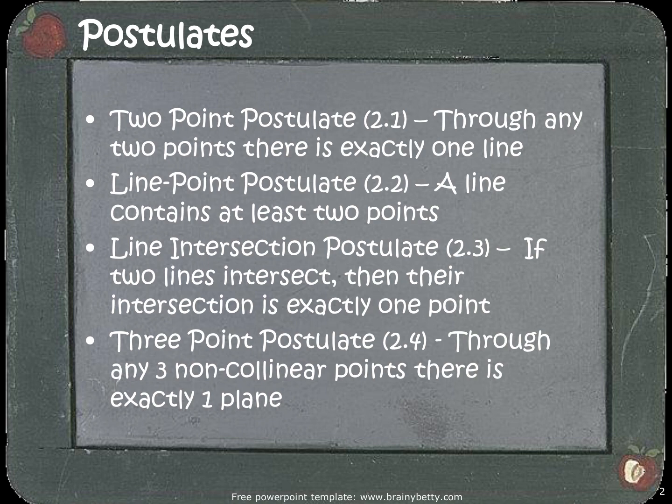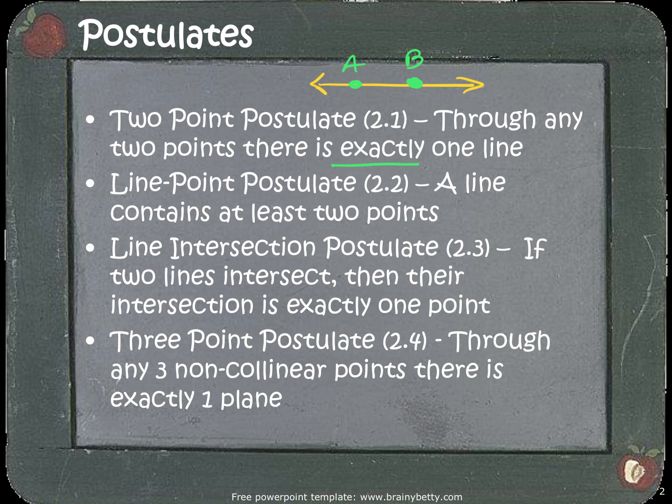So the first one is called the 2-point postulate, and this just states that through any 2 points, there is exactly one line. And this is what we learned back in section 1, how to name a line. You named it with 2 points. So a picture for this first one could look like this. I could draw a line, and on it are 2 points. So through any 2 points, points A and B here, there is exactly one line. That's the first postulate.